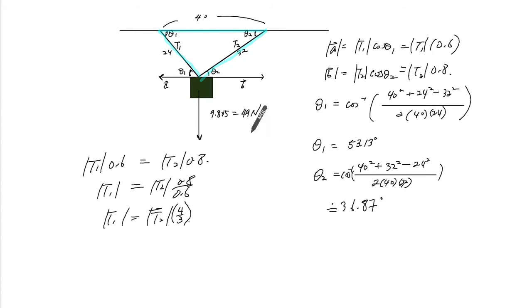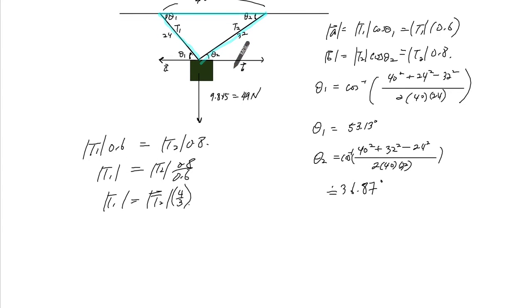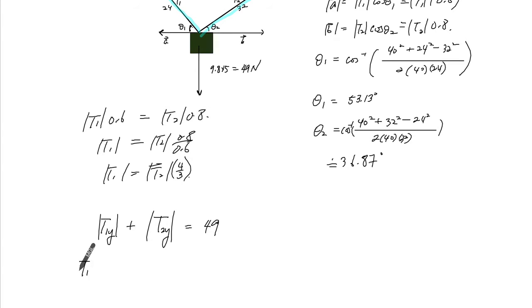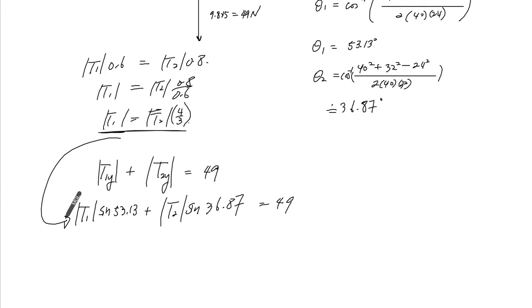The other condition is that if you add up the vertical components of tension 1 and tension 2, let's call them T1y and T2y, it should equal 49. That's why it will be in a state of equilibrium. So T1y is T1 times the sine of the same angle, theta 1, which was 53.13, and T2y is T2 times the sine of this angle here, 36.87. That's equal to 49. And now I can take this and substitute it in here. So you get T2 times 4 over 3 times sine of 53.13.